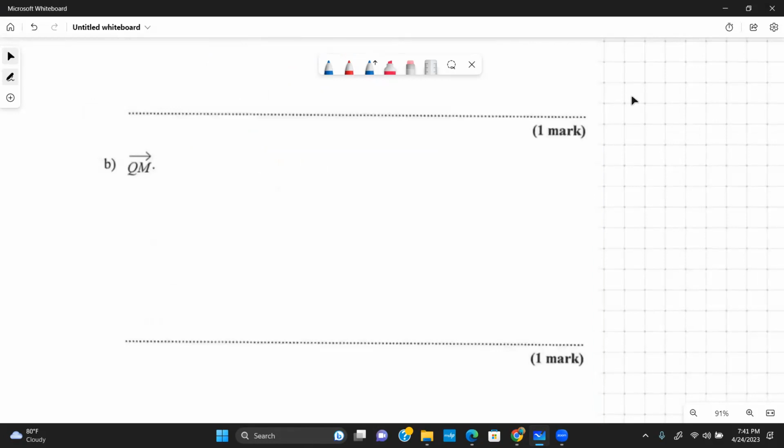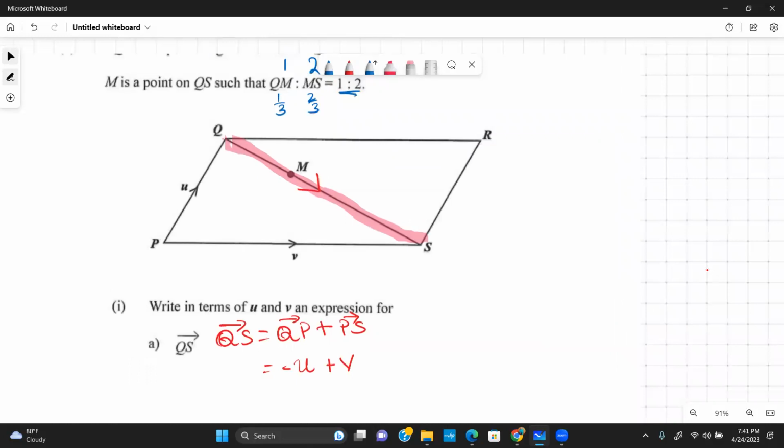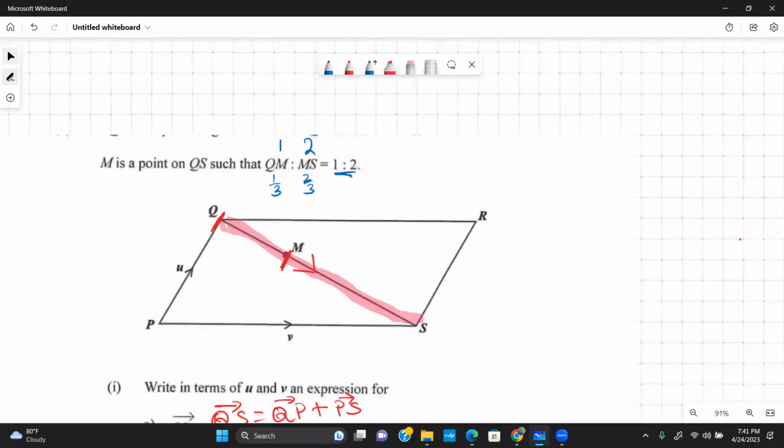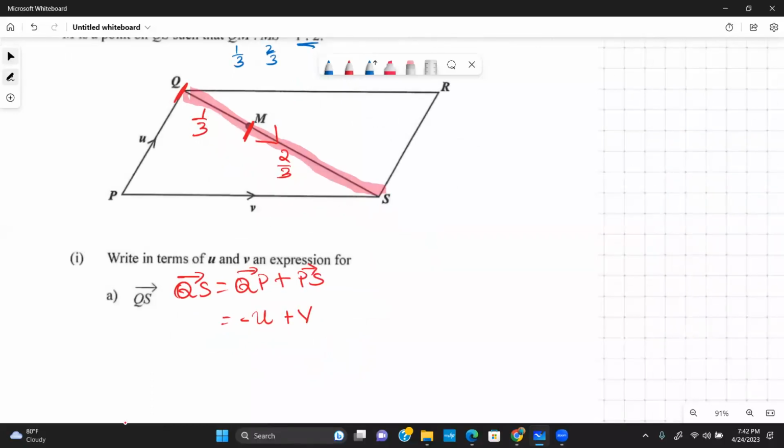It says QM. So now you're going to have to think about what they said about M. So you're moving from Q to M. But they did tell you that there is a certain relationship going on. Look, they did tell you QM to MS is in a ratio of 1 to 2. And when we say 1 to 2, it means that this is 1/3 of the thing and this is 2/3 of the thing. So out of the 3, you get 1, out of the 3, you get 2.